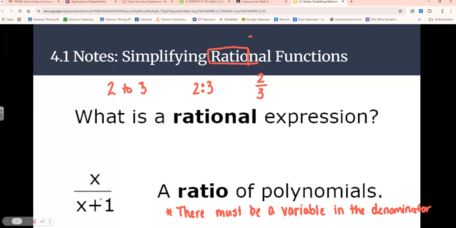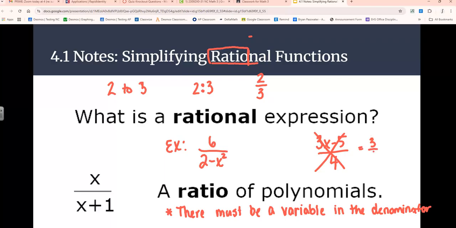So, here's an example, x over x plus 1. You also could have an example like 6 over 2 minus x squared. That's a rational expression. What about 3x minus 5 over 4? It's not a rational expression because you don't have a variable in the denominator. It would not be what we would consider a rational function like if we were going to graph it. No x's in the denominator. That could be written as 3/4 x minus 5 over 4, which is just a line.